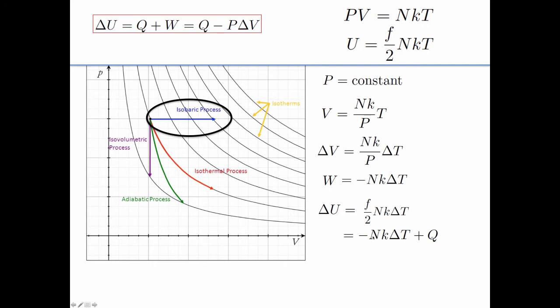So moving this minus NK delta T over to the other side of the equation, we find that the heat added to the gas is equal to (F plus 2) over 2 times NK delta T. So if the temperature goes up, heat is being added to the gas.